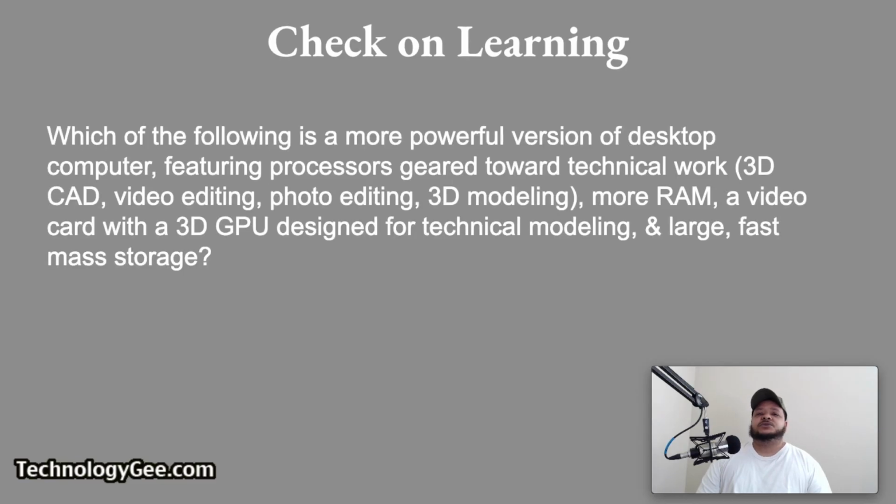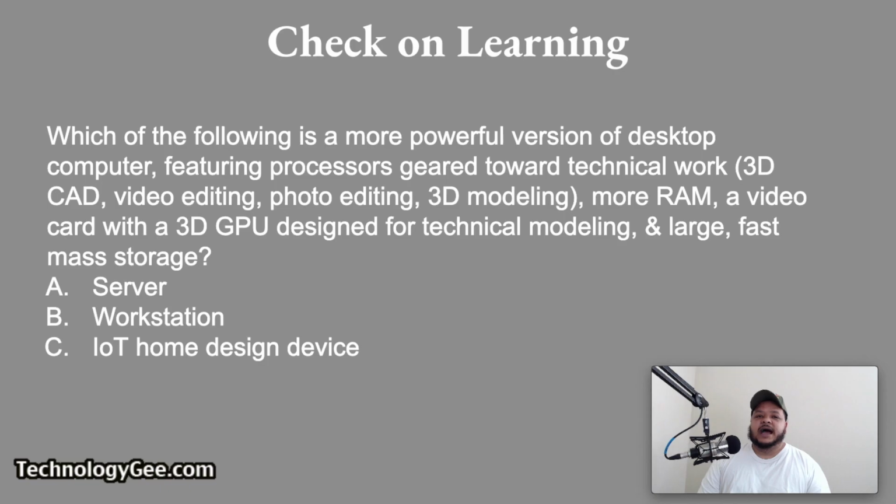All right, next question. Which of the following is a more powerful version of a desktop computer featuring processors geared towards technical work such as 3D CAD, video editing, photo editing, and 3D modeling? They have more RAM, video card with 3D, GPU designed for technical modeling, and large, fast mass storage. Would that be a server? Would it be a workstation? Would it be an IoT home design device? Or would it be a gaming console? So which one of these is a more powerful version of a desktop computer?